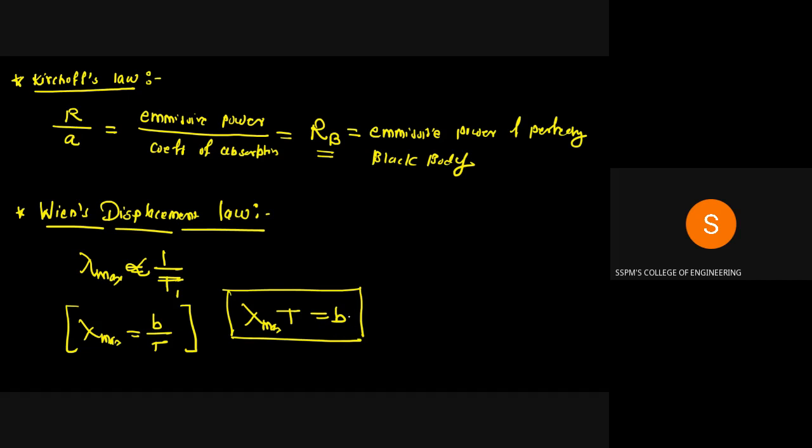And here the constant B is called Wien's constant, and its value is 2.897 × 10 to the power minus 3 meter Kelvin. So the equation for Wien's law is lambda max into T is equal to B, and lambda max is the wavelength for which the emissive power of a black body is a maximum.